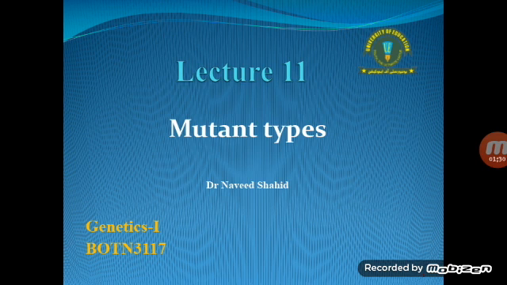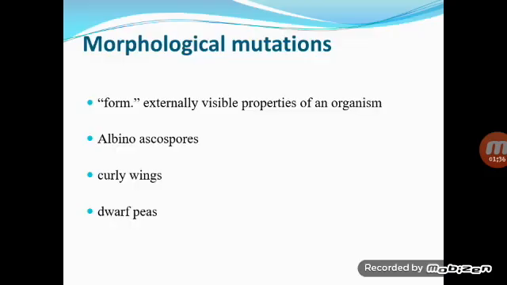So let's start. What are the types of mutants? There are different types of mutants. The first type of mutation or mutant is the morphological mutation. Morphological is basically from the word morpho, meaning form or shape. Morphological mutations affect the externally visible properties of an organism, such as shape, color, or size.